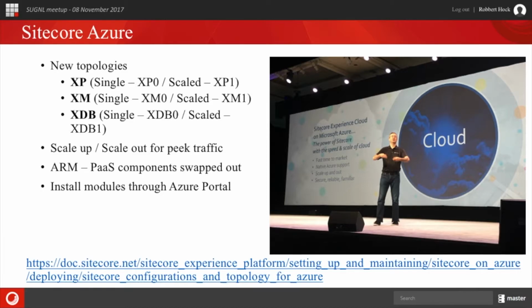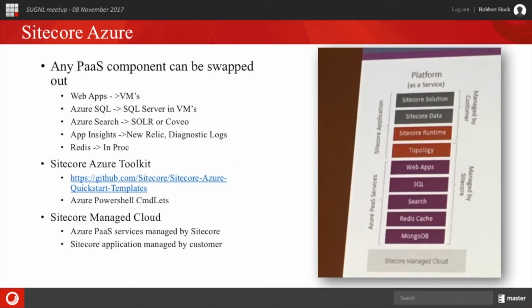I put a link here where you can find a huge explanation of all the topologies, and see images of the whole architecture of the several topologies. Like I mentioned before, it can be swapped out. So if you don't want to use Azure Search, then you can plug in Coveo. Coveo is hosted. Yesterday I heard they're hosting the Coveo cloud on Amazon.